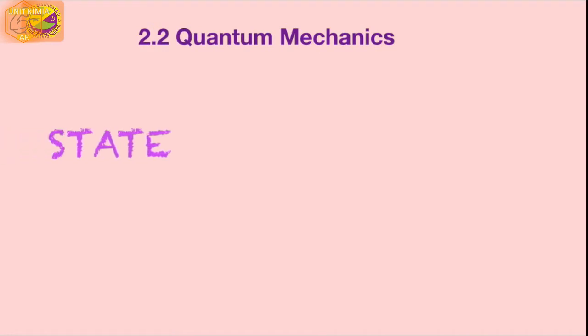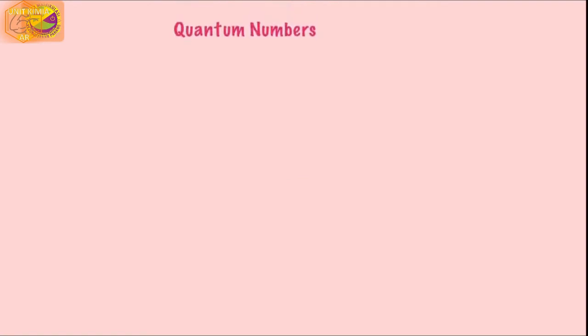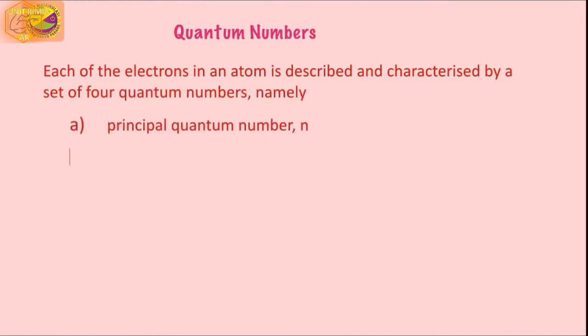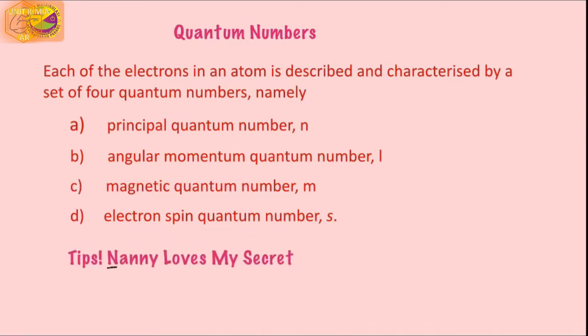In this video, we are going to state the 4 quantum numbers. Each of the electrons in an atom is described and characterized by a set of 4 quantum numbers, namely principal quantum number n, angular momentum quantum number l, magnetic quantum number m, electron spin quantum number s. Here is a little tip to remember: Nanny loves my secrets. n, l, m, s.